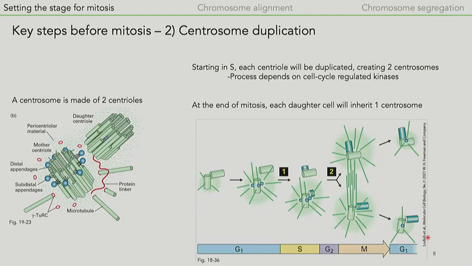So those two key duplication events, or replication events, have to be done before the cell goes into mitosis. Obviously, if you don't replicate your chromosomes, you won't be able to partition them equally between two daughters. And similarly, if you have defects in centriole duplication, this will often, not always, but often result in problems in chromosome segregation in mitosis.